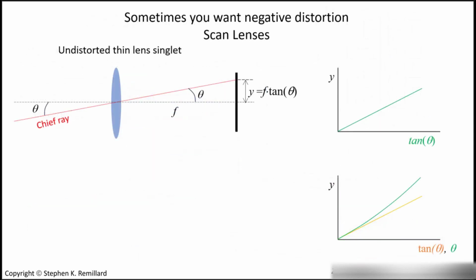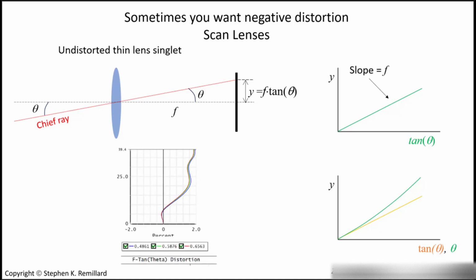But you don't always want distortion to be zero. Case in point is scanning lenses. Look at how the chief ray enters a singlet thin lens at an angle theta and arrives at the image surface at a height f times the tangent of theta. A graph of y versus theta will be noticeably nonlinear, but a graph of y versus tangent of theta is a straight line with the slope equal to the focal length. If the lens is fairly thin, then the distortion is fairly small.